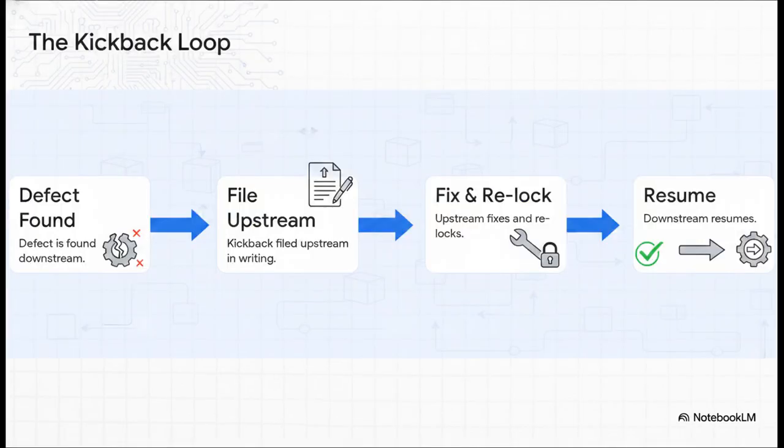And when a defect inevitably pops up, you use the kickback loop. If a downstream engineer finds a defective upstream architecture document, it is never silently patched in the code. No way. They file a written kickback upstream. The upstream role fixes the document, relocks it, and only then does downstream resume. This is how you keep a massive 80-file build coherent. Defects travel up, never sideways.